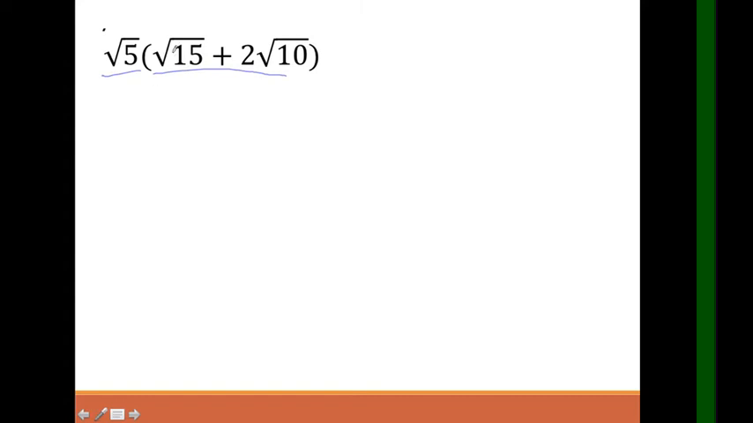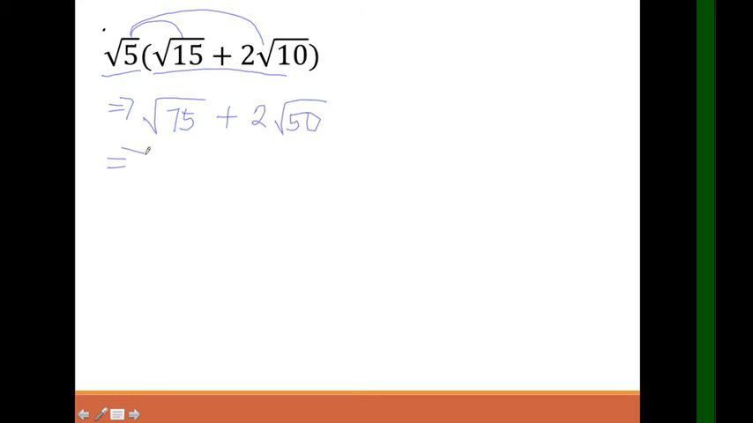So we will multiply first by doing the distributive property. We will distribute this one, so we will be having square root of 15 times 5. What is 15 times 5? The answer is 75. Am I right? 15 times 5 is 75. Let me check. 5 times 15, that's 75. Okay. So square root of 75 plus 2 times square root of 50.